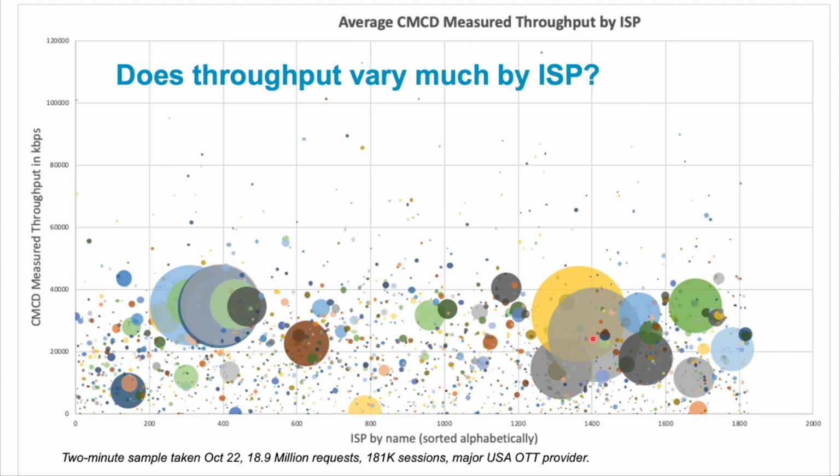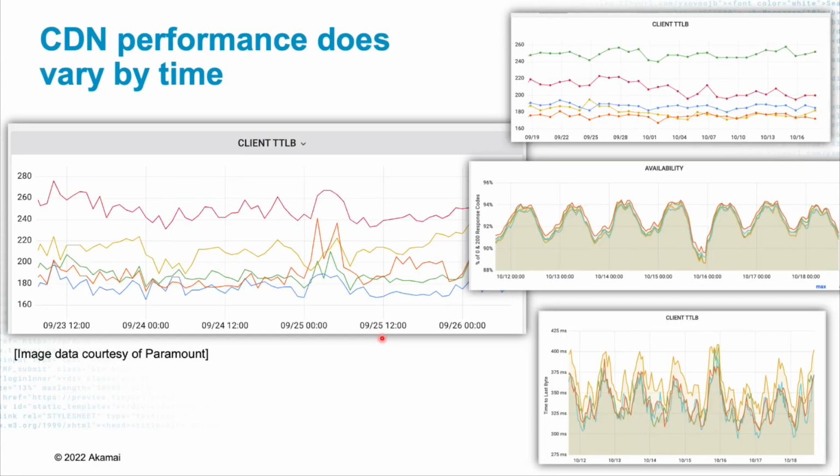I scaled them by the amount of traffic they were delivering. And on the vertical axis is the throughput. So we can see there's a large variety. Some of these smaller ones performing very well, some of the larger ones performing well, but some that have a lot of users performing rather poorly too. So where you are, how you're connected to the internet makes a big difference on the quality you're going to receive. And CDN performance does vary by time.